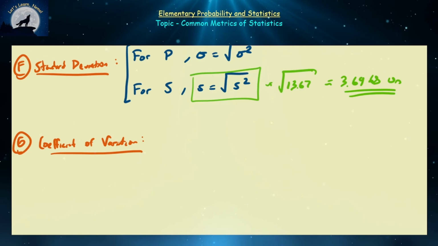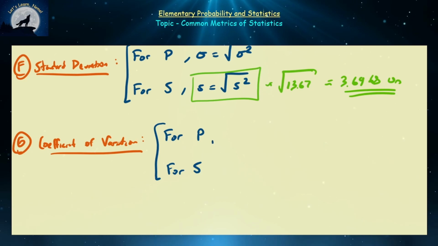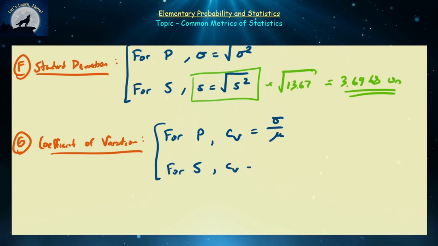We're going to have variations for this. The first is going to be for populations, and the second is going to be for samples. So for populations, this is going to be equal to, some people will use CV for this, sigma divided by mu, and for coefficient of variation for a sample, this is going to be equal to S divided by X bar. So it's always going to be standard deviation divided by mean.